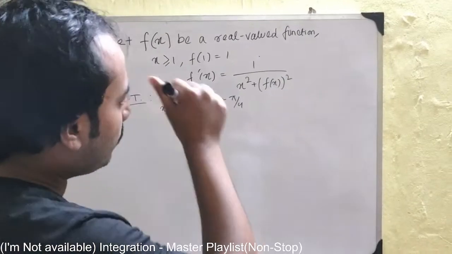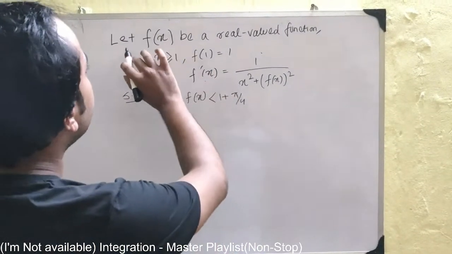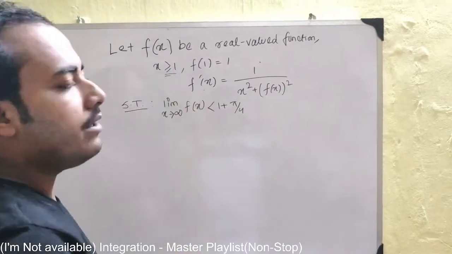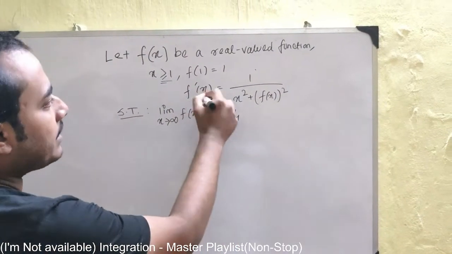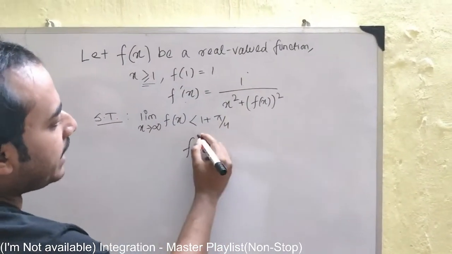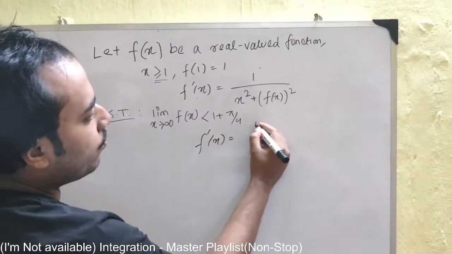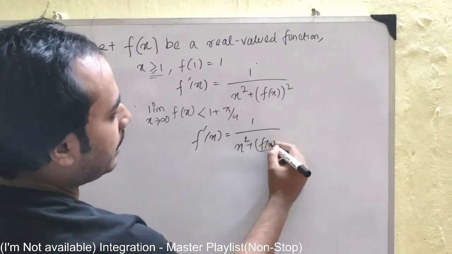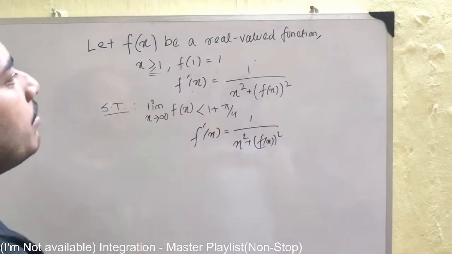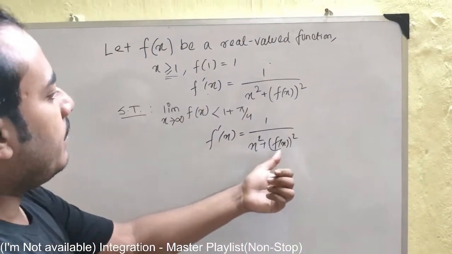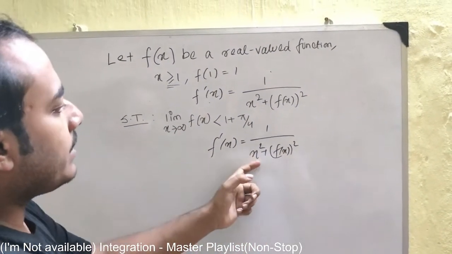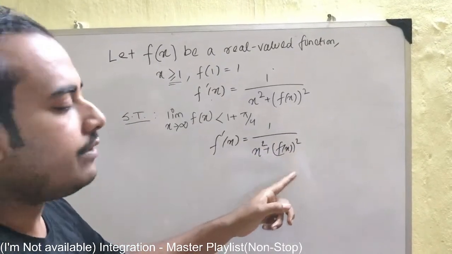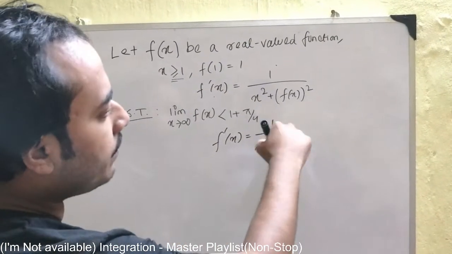Okay, so now let's understand this clearly. f(x) is a real valued function and it is defined for x greater than or equal to 1, right? Now let's consider this derivative first. So f dash x is simply equal to 1 upon x squared plus f(x) whole square. Now since x is greater than or equal to 1, x square is always greater than or equal to 1, and f(x) whole square is always positive. So this whole thing is always positive, right?